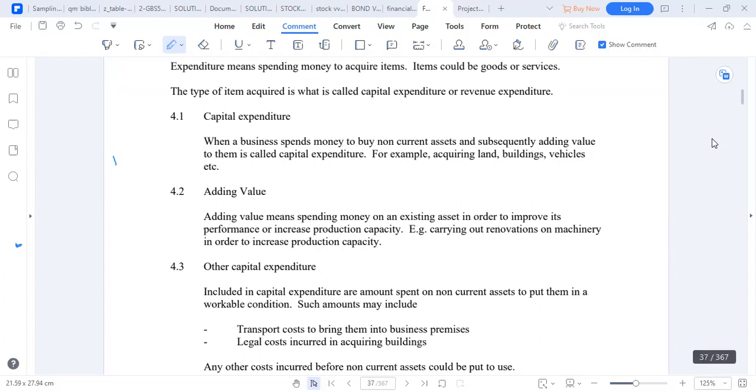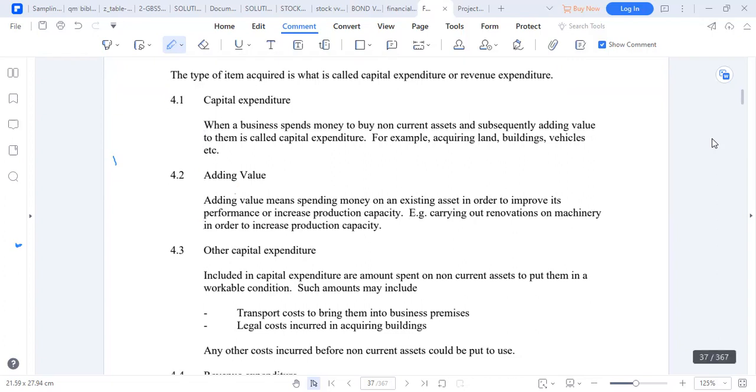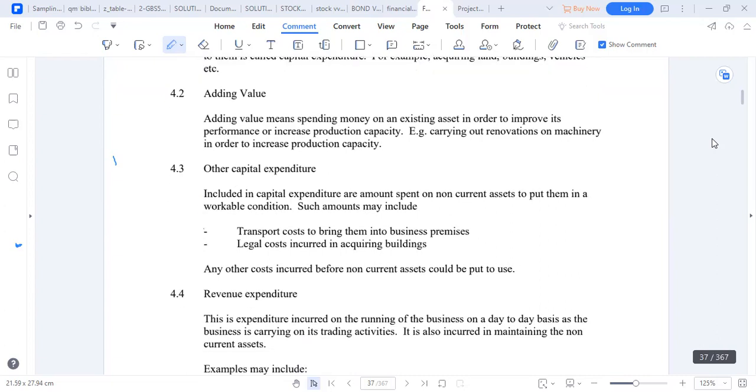Under capital expenditure, other capital expenditure that we may have can be included: expenditure on non-current assets to put them in a workable condition. For instance, the car was in the garage, you have bought wheels for it, transport costs to bring them into the premises, legal expenses in acquiring buildings. All those are capital expenditure.